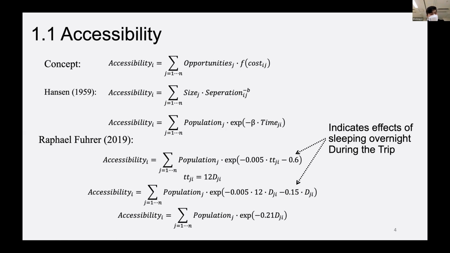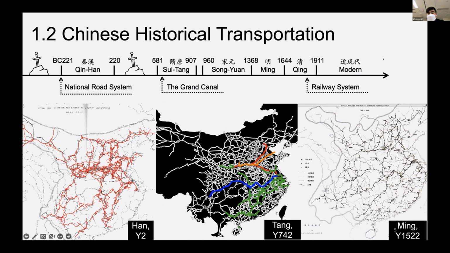In ancient times, the economic opportunity was actually proportional to its population. So here we use the population directly to represent the opportunity. And here are some previous studies that I adopted directly for the cost function. I will not explain that here.